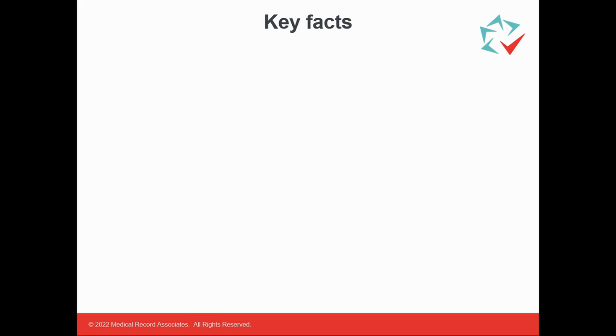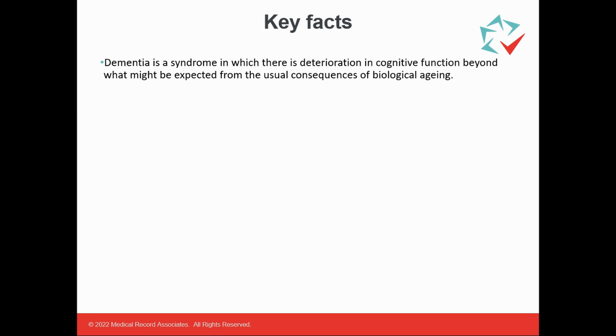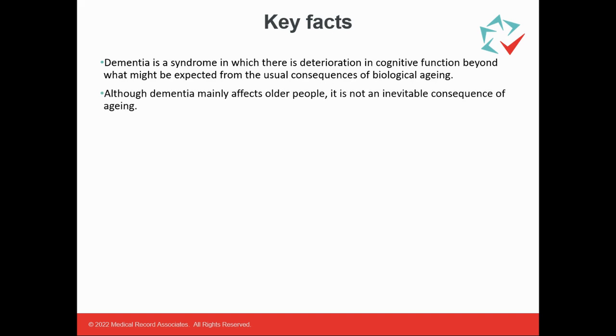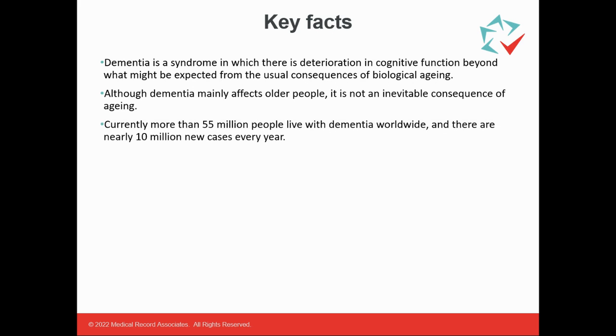And we also have a few key facts about dementia. Dementia is a syndrome in which there is deterioration in cognitive function beyond what might be expected from the usual consequences of biological aging. Although dementia mainly affects older people, it is not an inevitable consequence of aging. Currently, more than 55 million people live with dementia worldwide, and there are nearly 10 million new cases every year.